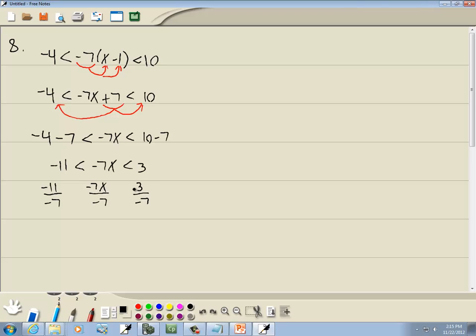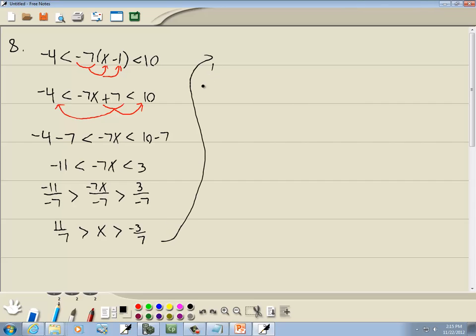Now we're dividing all three sides by a negative number, so we flip our inequality symbols. They go from a less than to a greater than. Well, negative divided by negative is positive, so we got 11 sevenths is greater than x is greater than negative 3 sevenths.